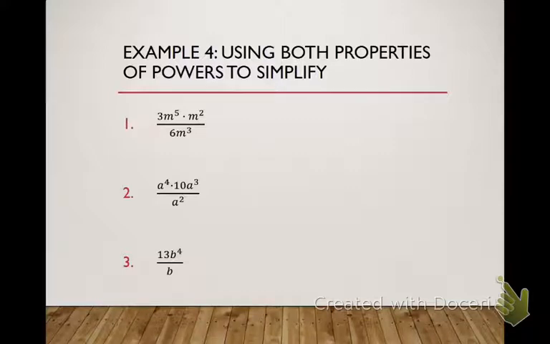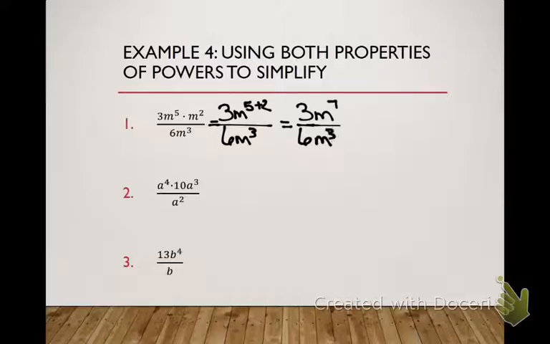3m to the 5th times m squared. Well, you have 2 variables with the same base, so would you add their exponents or subtract them? You would add their exponents, keep your denominator the same. 3m to the 7th. Does everybody see how we got 3m to the 7th? Yes. M to the 5th times m squared gives me m to the 7th.